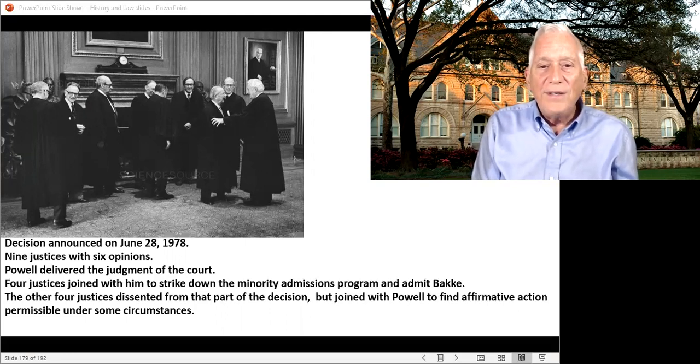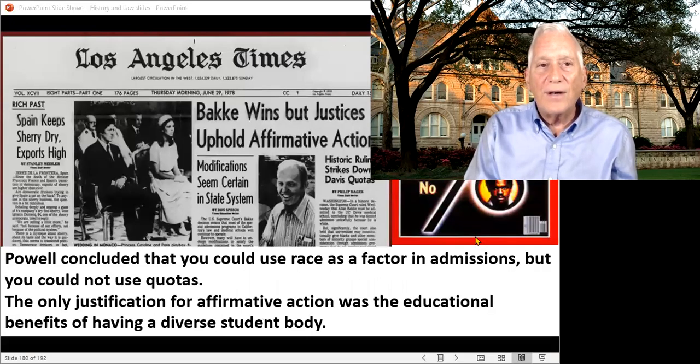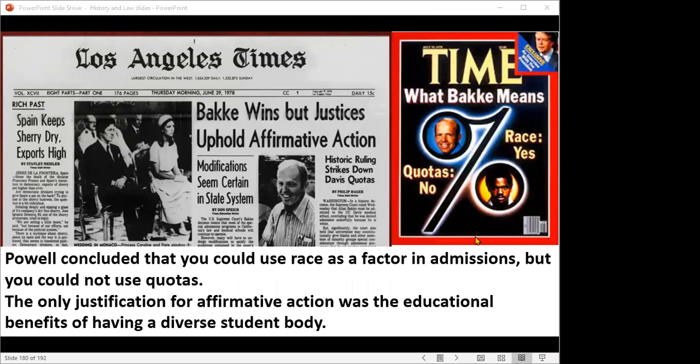But they do say also that affirmative action is permissible under certain circumstances, meaning you can't have quotas, but you can take race into account under certain circumstances, not the circumstance that the Carter administration had argued, to remedy past discrimination. UC Davis had no real history of past discrimination. It was founded only in 1968. But they said that the reason you could take race into account was there was an educational benefit of having a diverse student body.